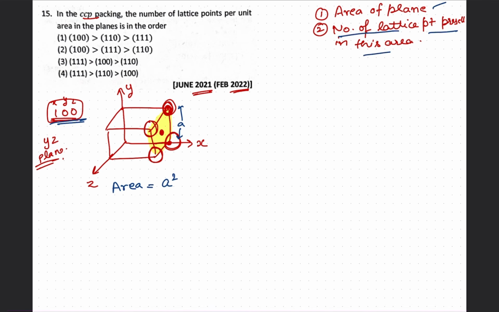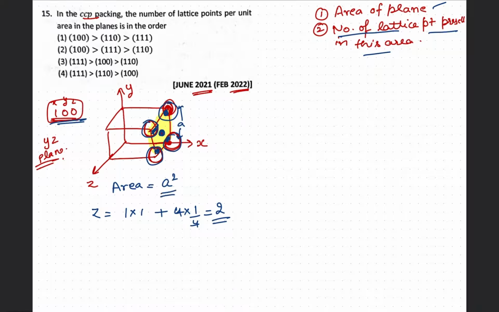See, there are total 5 atoms. This atom in the middle is not shared by anyone, so it's wholly its contribution, that is 1. But the atoms which are at the corner just contribute 1/4 to the plane, right? So 4 atoms will contribute 1/4 each, so 1. So the number of lattice points present in this area is 2, right?